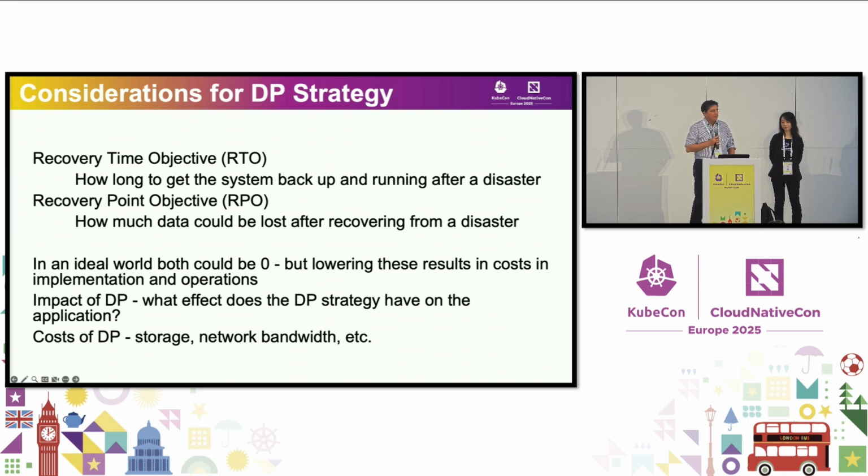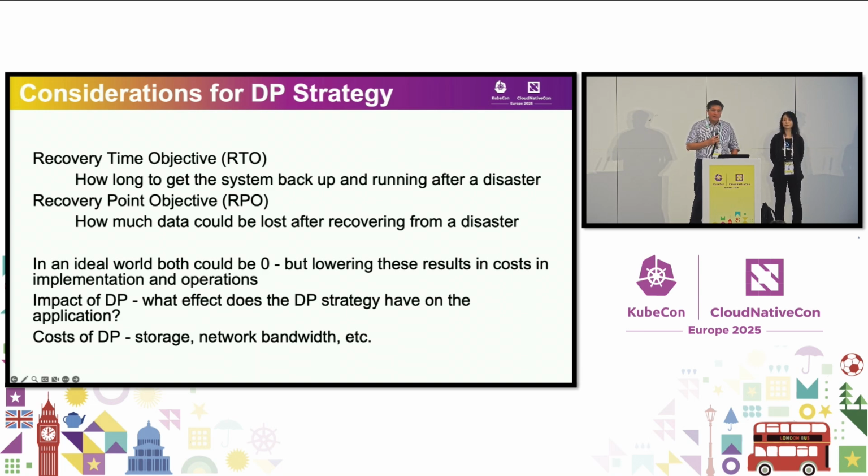RPO is how much data you could conceivably lose. For example, if you're doing a backup once a day, you could conceivably lose up to 24 hours' worth of data. And so you have to pick. Obviously, in an ideal world, both would be zero. But there are costs involved, so you have to look at what your actual needs are and then weigh that against the costs of implementing the strategy.